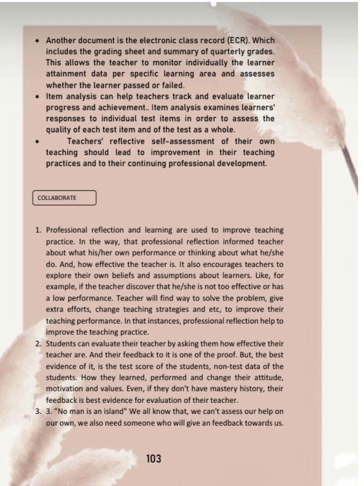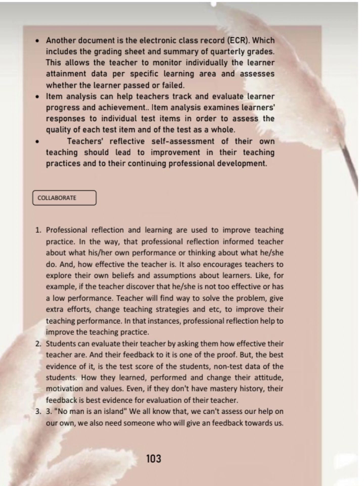Number 2. Students can evaluate their teacher by asking them how effective their teacher is, and their feedback is one of the proofs, but the best evidence is the test score of the students. Non-test data of the students include how they learn, perform, and change their attitude, motivation, and values. Even if they don't have mastery yet, their feedback is the best evidence for evaluation of their teacher.